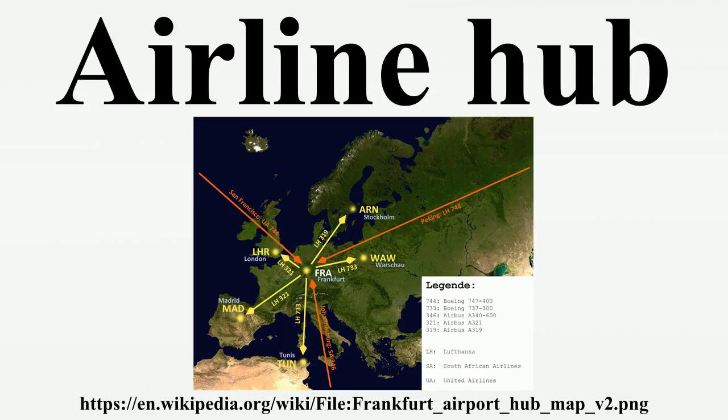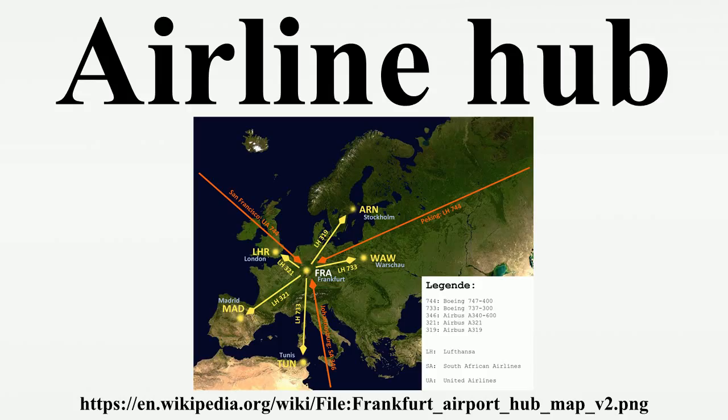Fortress hub. A fortress hub exists when an airline controls a significant majority of the market at one of its hubs. Competition is particularly difficult at fortress hubs. Examples include American Airlines' hub at Charlotte and United Airlines' hub at Houston Intercontinental, where 83% of passengers flew United in 2011.